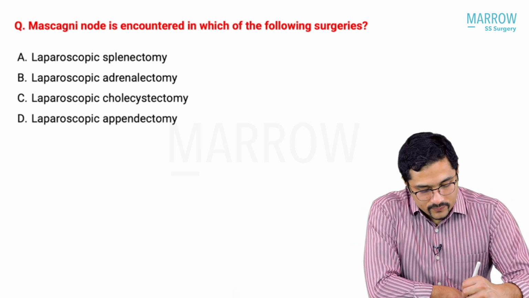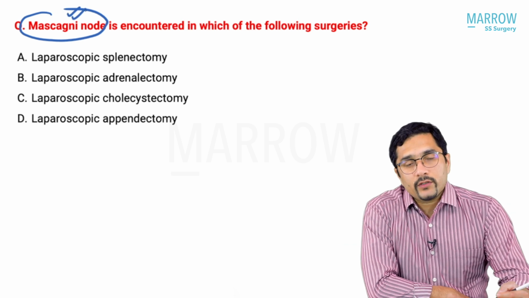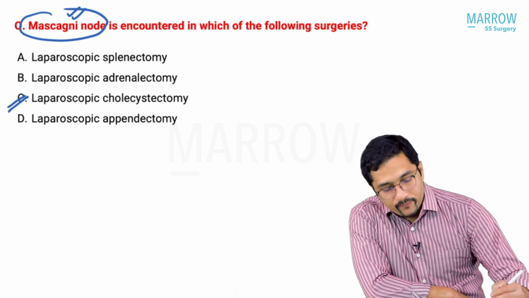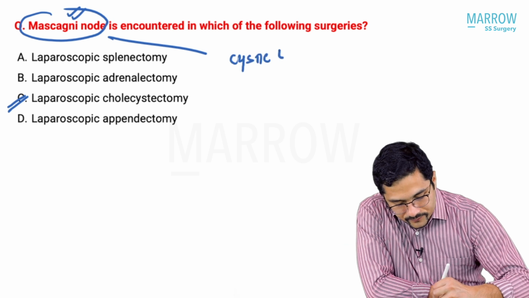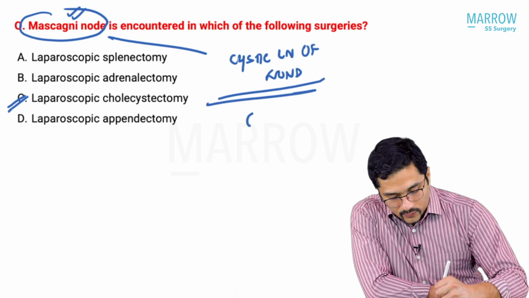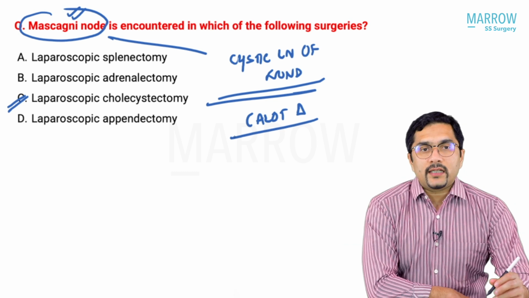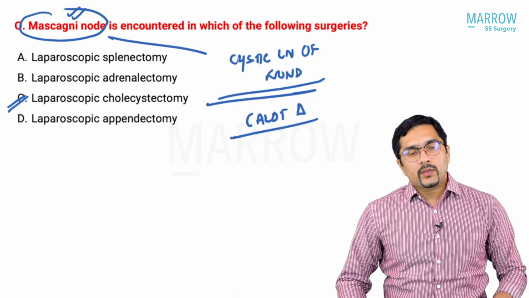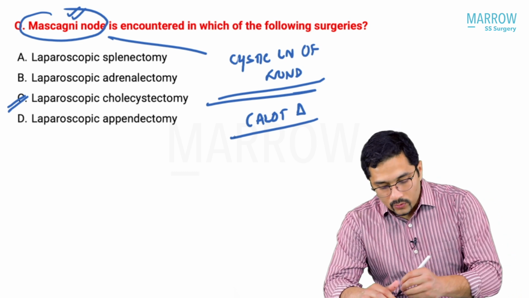This was another question which was a new question. The Mascagni node is encountered in which of the following surgeries? So, Mascagni node is encountered during lap chole, and Mascagni node is nothing but the cystic lymph node of Lund. You know that you have the cystic lymph node of Lund in the Calot's triangle, and during lap chole we have to dissect the Calot's triangle. So, another name for this cystic lymph node of Lund is the Mascagni node, and this is also encountered during lap chole.